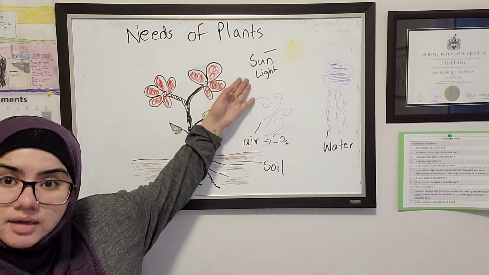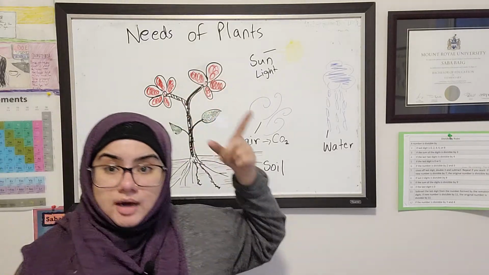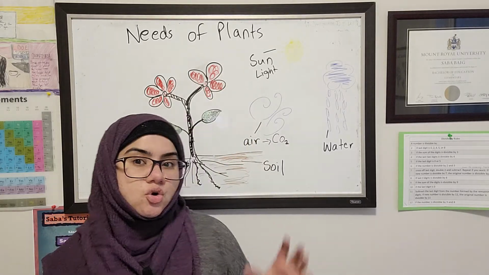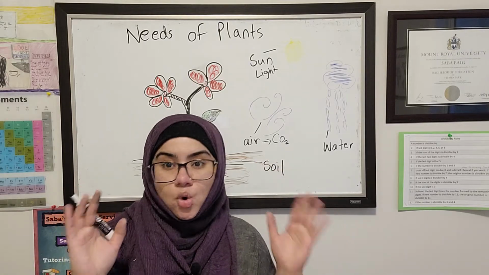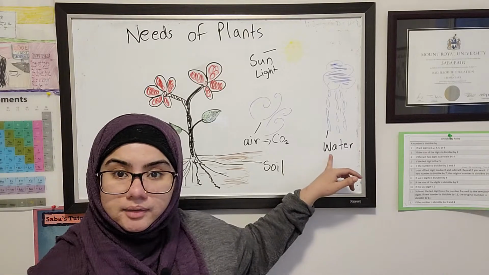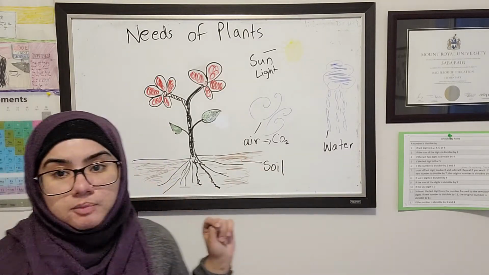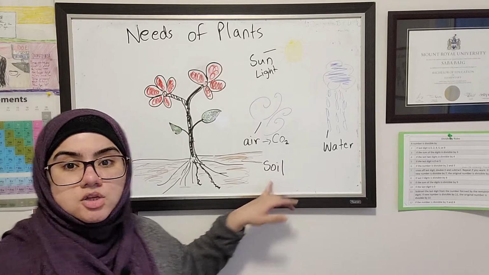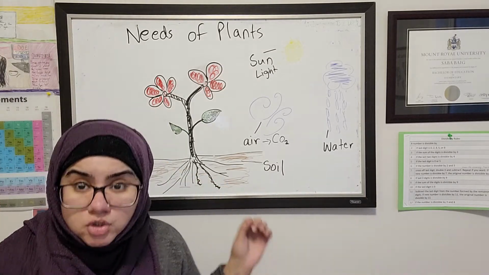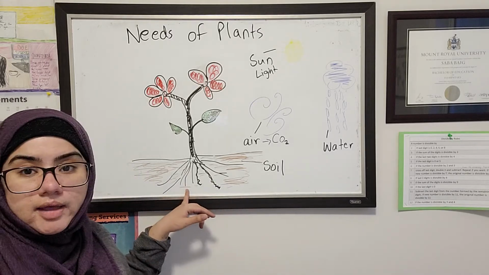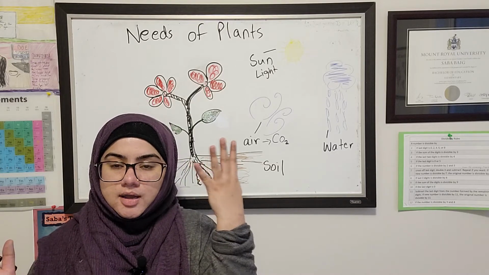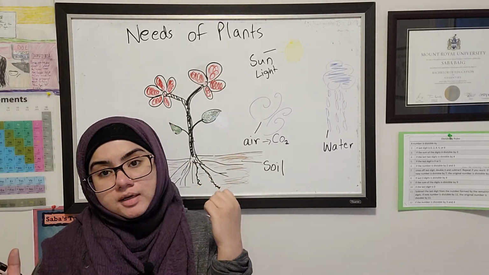So they need light. It could be direct sunlight or indirect sunlight. If you have plants in your house, make sure they are close to the light. Don't place them in dark areas. They will die. They need water. Water is very important for the plants to grow. They need soil so that they can stand strong in the soil. They can get the nutrients, their food, from the soil, and then air. I told you how they can get their air. So for the needs of plants, these are very important.